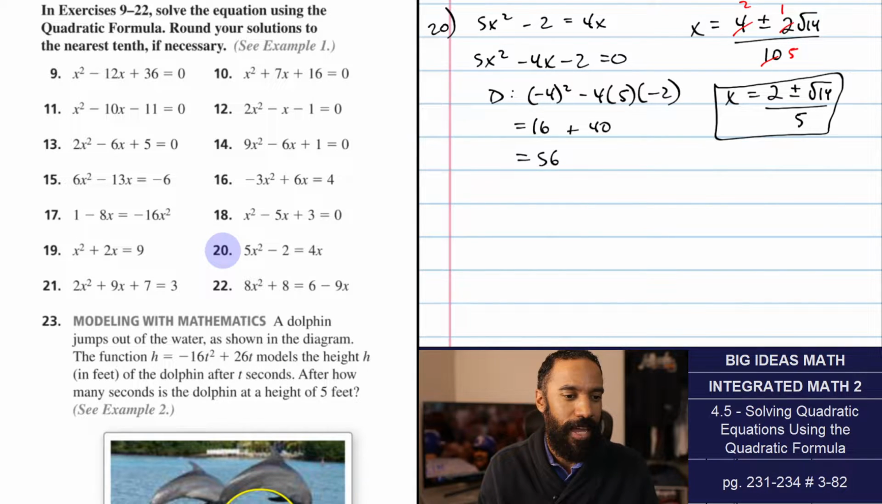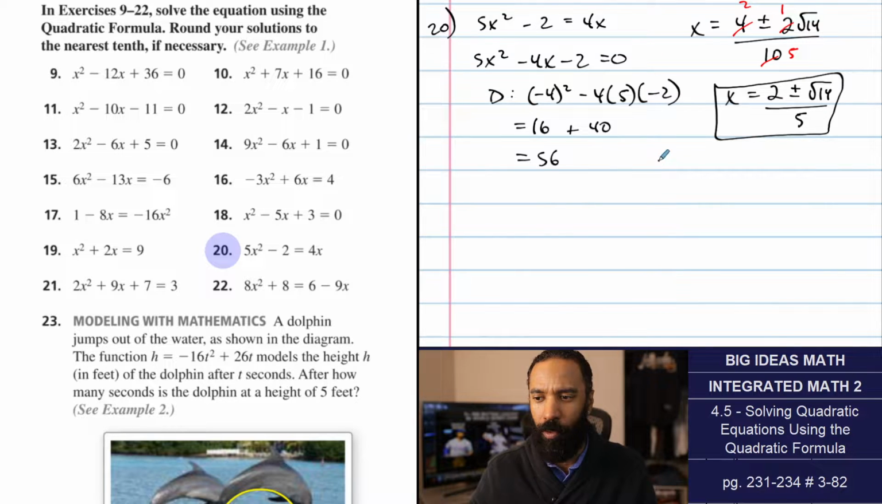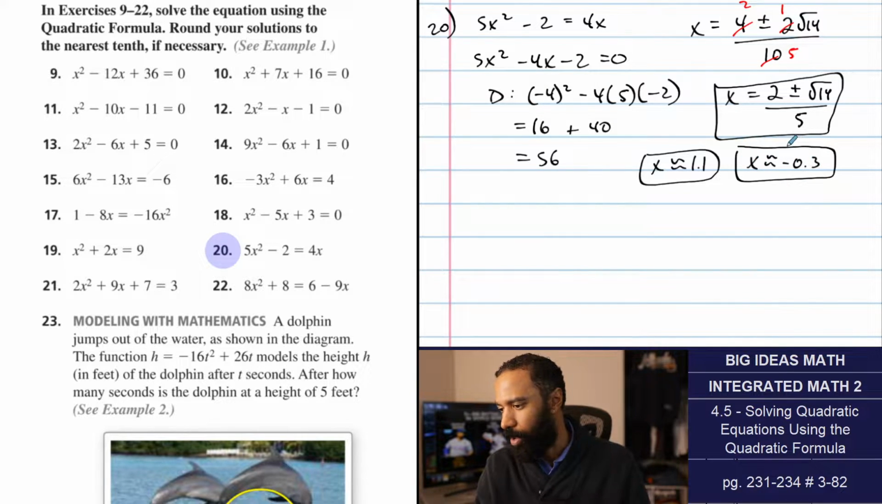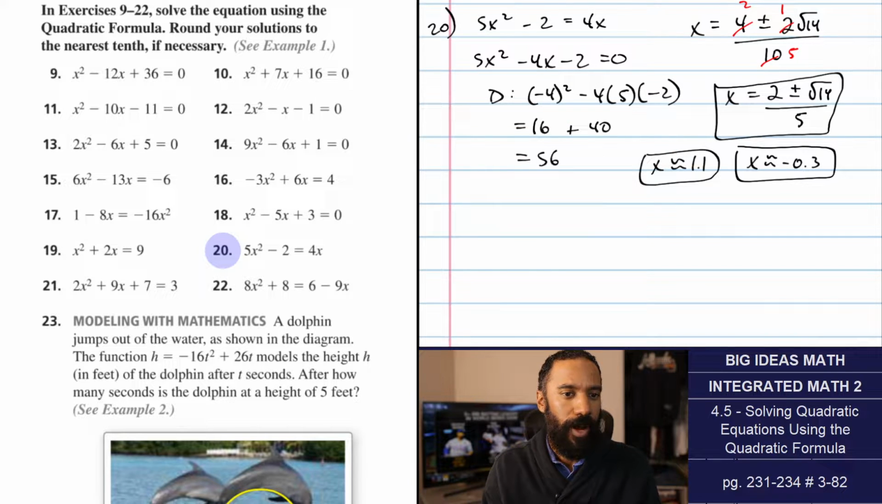Let's evaluate what that is. 2 plus square root of 14 divided by 5. It's around 1.1. I don't know why they have me round. It's not a word problem. And then 2 minus root 14 all divided by 5 is negative 0.3. Okay. All right, number 21. Still on this section.